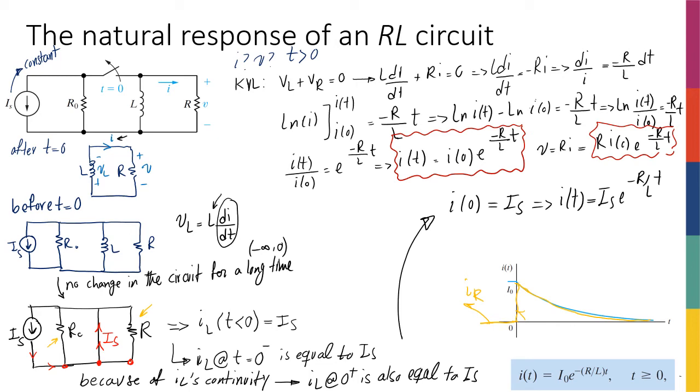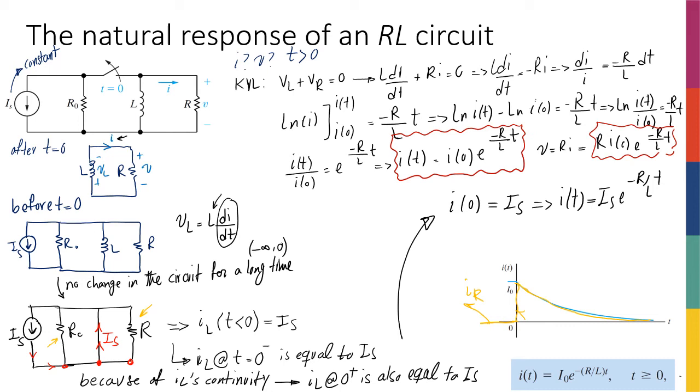We found the expression for the current as a function of time. We saw that it's a decaying exponential. We knew it's a decaying exponential, we just didn't know where it starts. What is the initial value? To find that initial value, we resorted to this amazing property of the current of an inductor, that it has a continuous behavior. So we know that before and after switching, it's going to be the same, right?